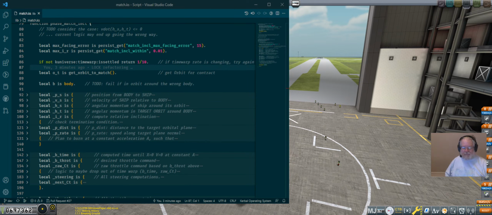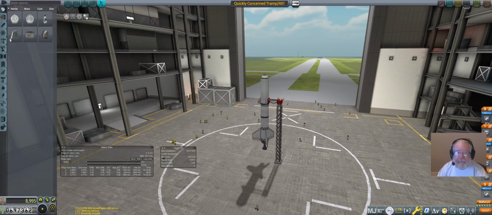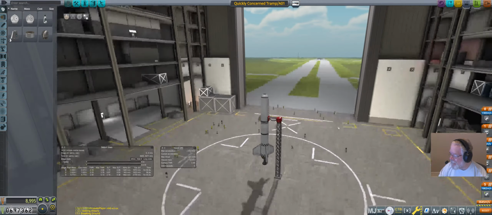So we got ourselves up into our circular orbit next to where we want to put our little satellite here. And let's show off the satellite real quick. This is the same satellite we were looking at last time. Just to remind folks, cute little guy. And time to fix our inclination.